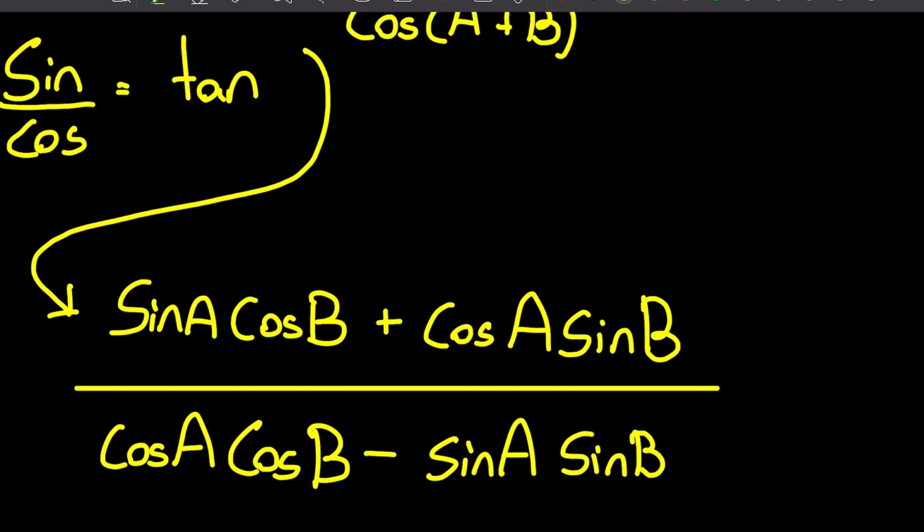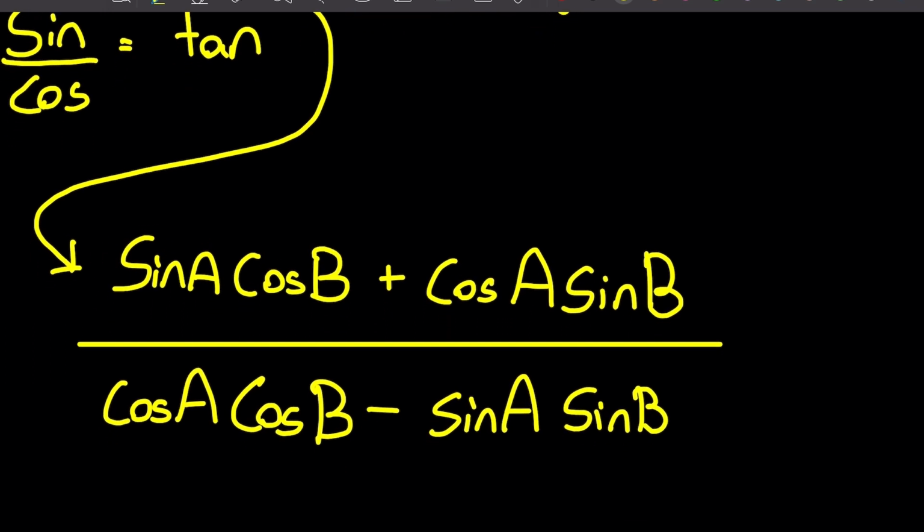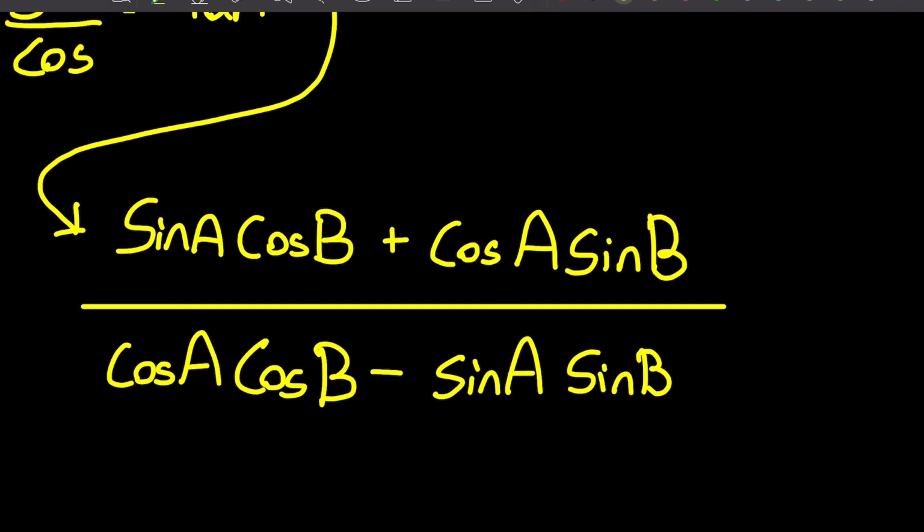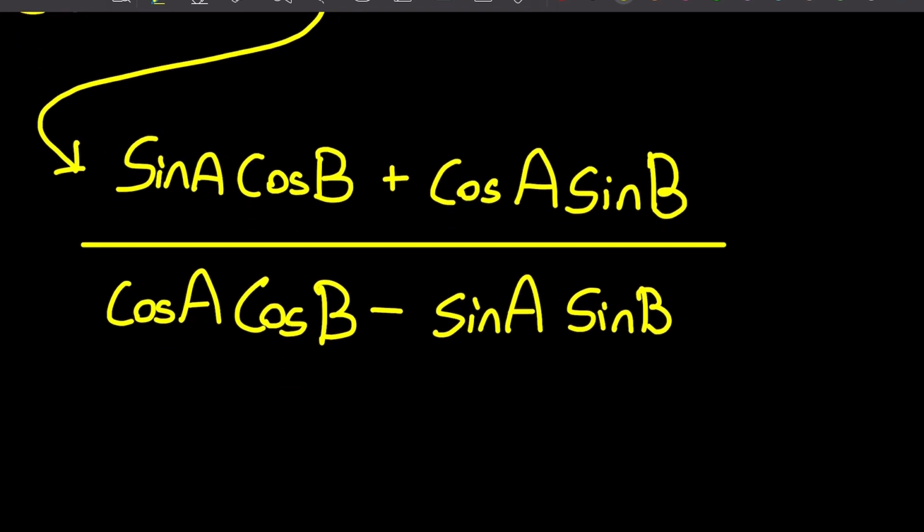Okay? And now what we want to do, this might seem a little bit unintuitive, but we want to get a bunch of tans. So how do we get tan? Well, we get tan by dividing sine by cos. So every single term here, we're going to divide by cos, more specifically cos A cos B, because we're trying to get everything to be in terms of tan. So we just have to divide everything by cos A cos B.